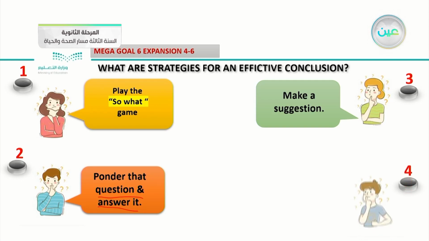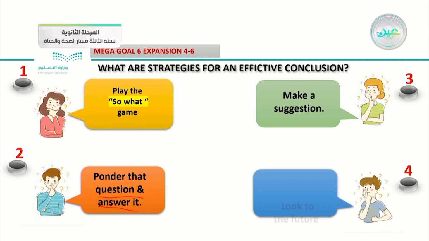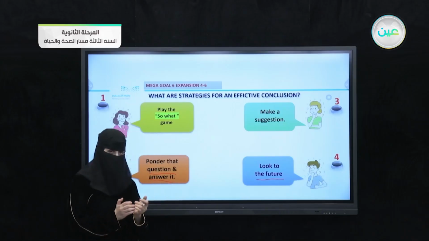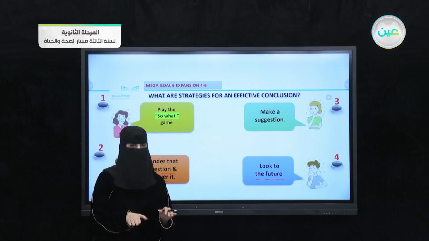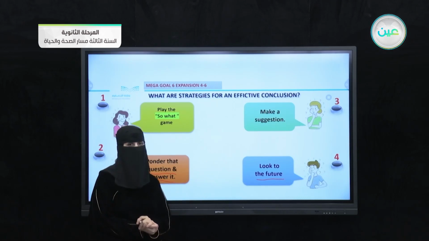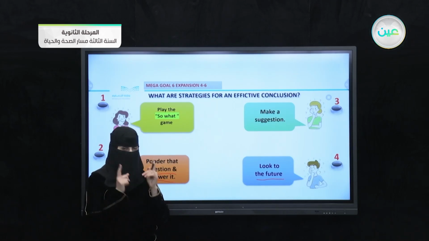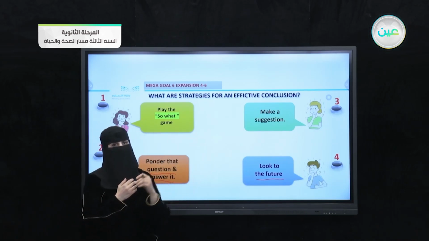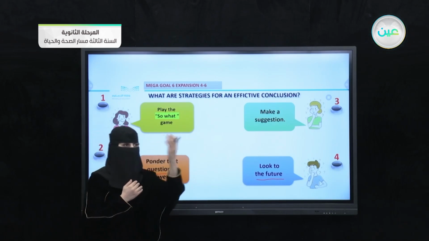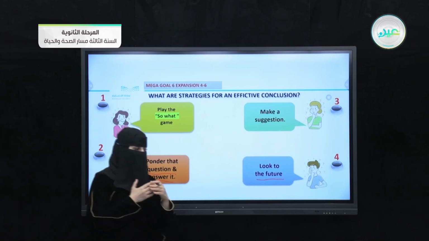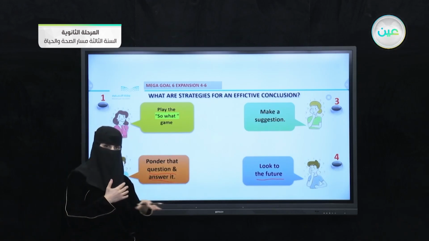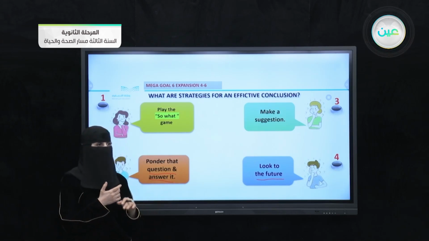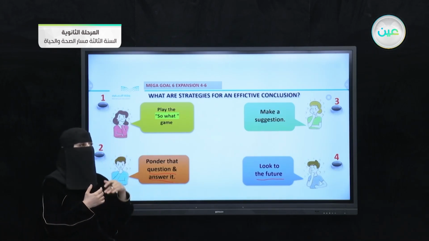And the fourth strategy for our lesson today is look to the future. What do they mean by look to the future? If I want to talk about an effective conclusion, it means that I should close my essay. Look from your brain, from your opinion: what is the long term of this advice you give to your reader, in your opinion, in the future, and so on. Let us make a space for the reader to share with us, to suggest, to give an example, to advise, to think until the future.